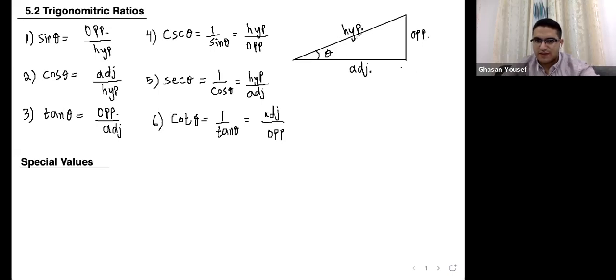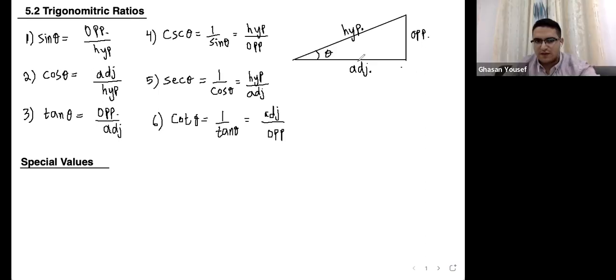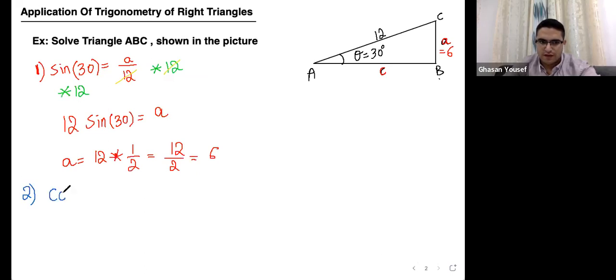So the hypotenuse is given, right? But the adjacent is not given, and the angle is given. What function is the best one you should use? Cosine? Cosine function, correct. Cosine equals the adjacent over the hypotenuse. So let's use the cosine function. The cosine of this angle equals c over the hypotenuse. The hypotenuse is 12.